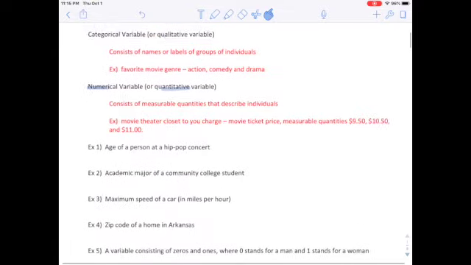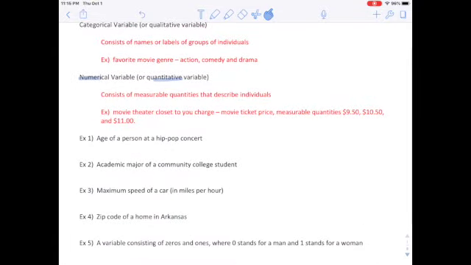I want you guys to pause it for a minute and answer the question. Here are the answers. Number 1 is quantitative, numerical. Number 2 is qualitative, categorical. Number 3 is quantitative, numerical. Number 4 is qualitative, categorical. Number 5 is qualitative, categorical.